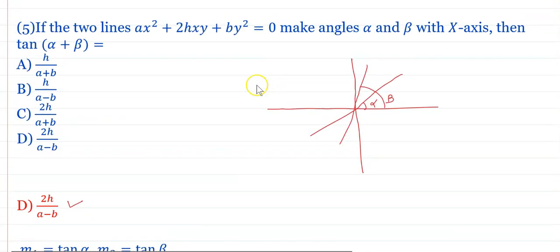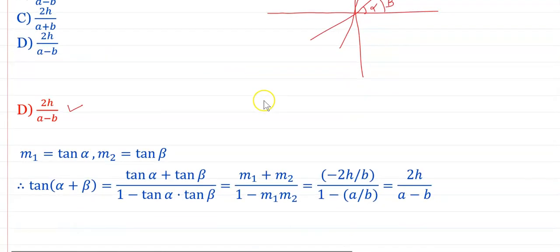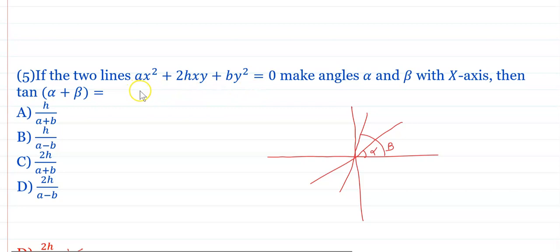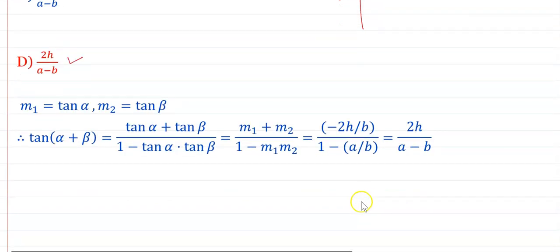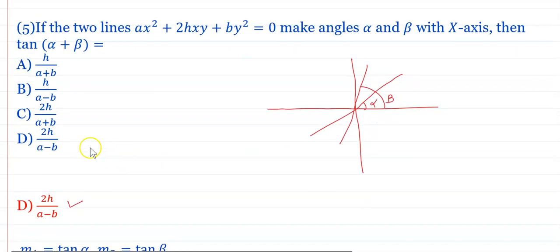Now the sum of the roots from this equation, that is m1 plus m2 for any line. If the joint equation of the pair of straight lines is ax square plus 2hxy plus by square, then the sum of the roots is minus 2h upon b, and m1 into m2 is a upon b. If we simplify this, we get 2h upon a minus b. Therefore, tan of alpha plus beta is equal to 2h upon a minus b, and this is the answer. Option D is the correct one.